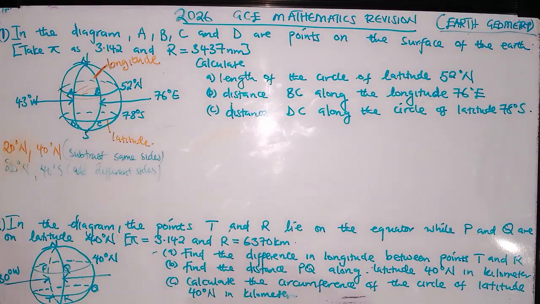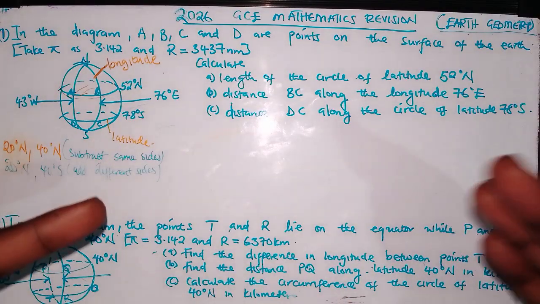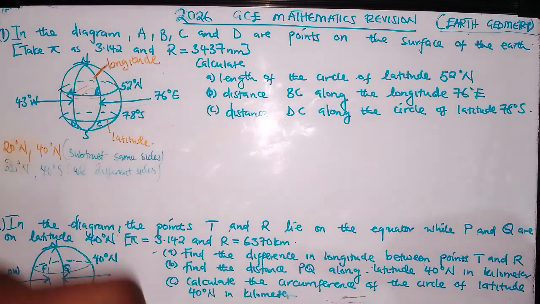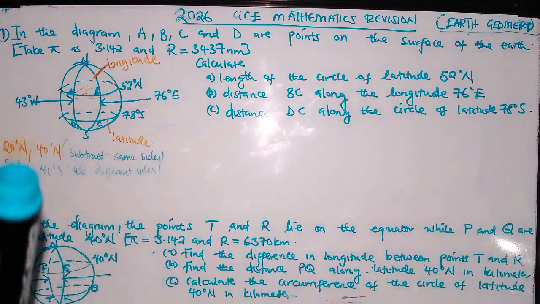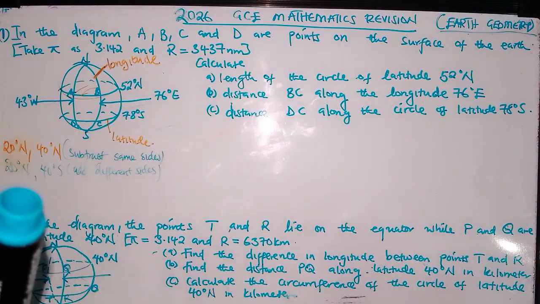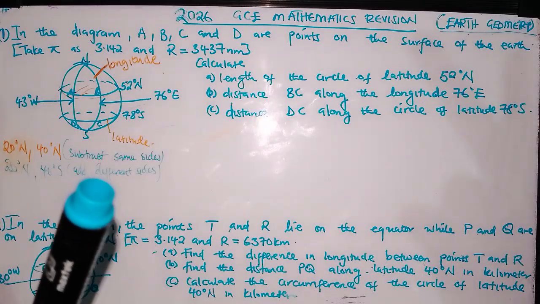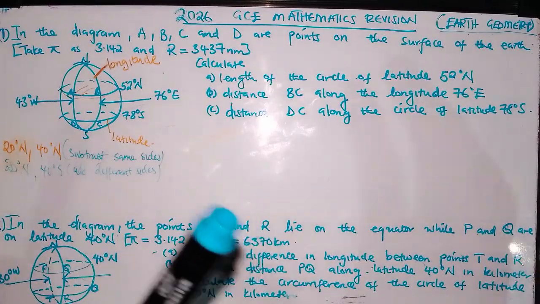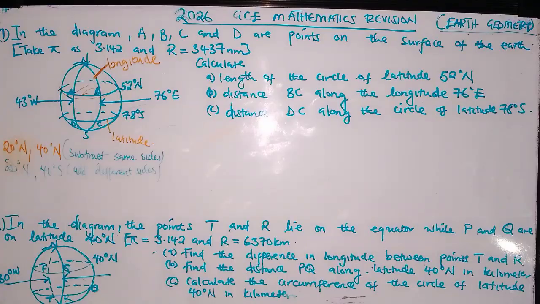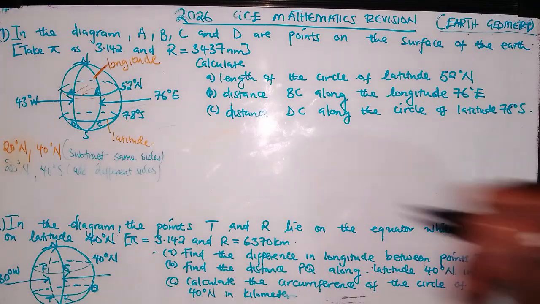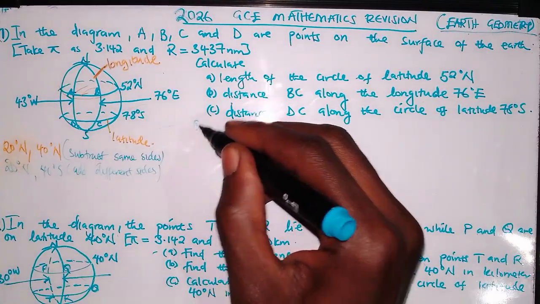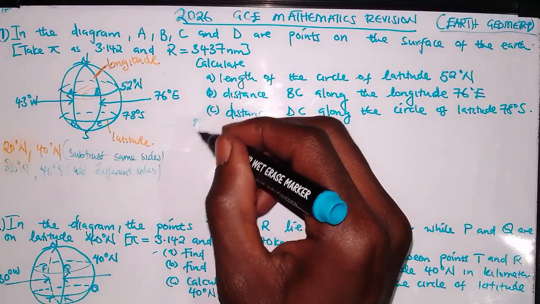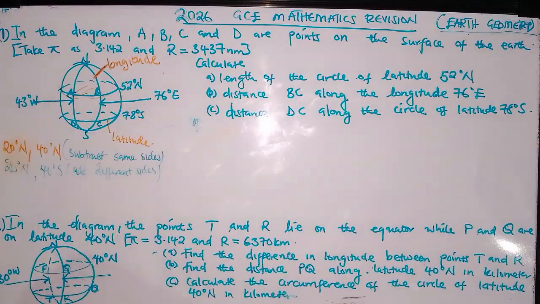Now you know how to find the difference in longitude. Now, how do you find the length of a circle? Whenever they ask you to find the length of a circle, the circumference of a circle, you need to use the same formula. So what is the formula? Let's solve our A. Our A is asking us to calculate the length of a circle.